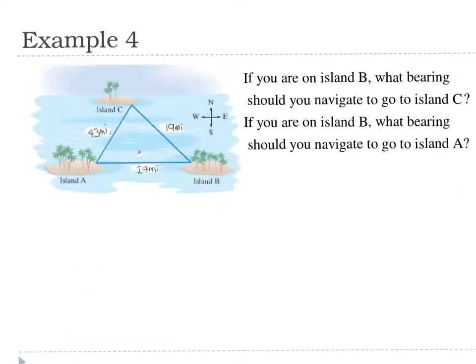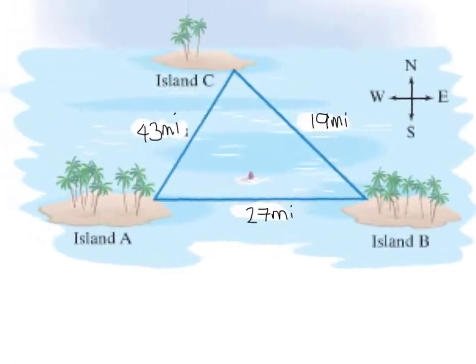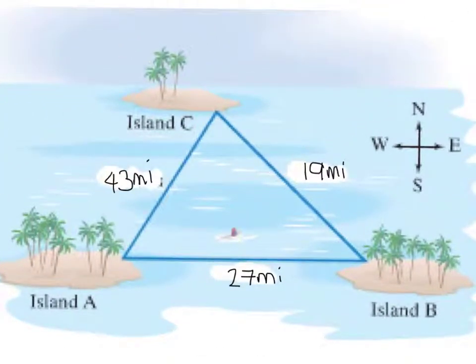All right, let's take a look at this example. It says if you are on island B, which is here, what bearing should you navigate to go to island C? So we're interested in going in this direction. Remember, I told you when you have your bearings, do an imaginary axis, and you know you're going north, and in this direction west. So we're interested in this interior angle, but in order to find that angle, I need to find this angle inside this triangle. So we're going to use the law of cosines to find that angle.